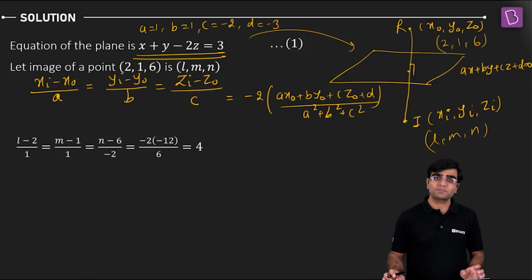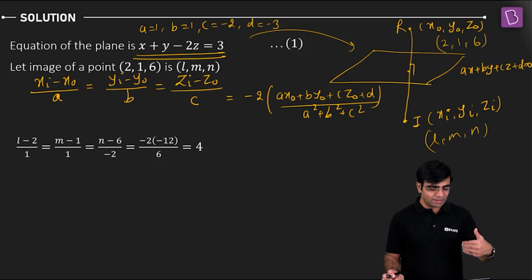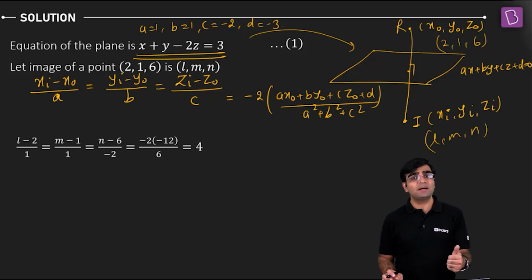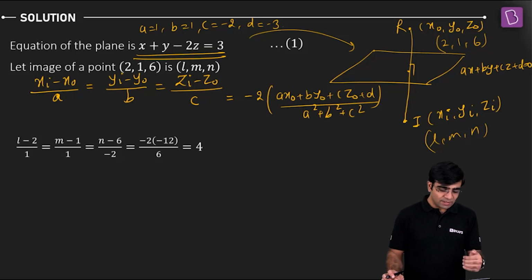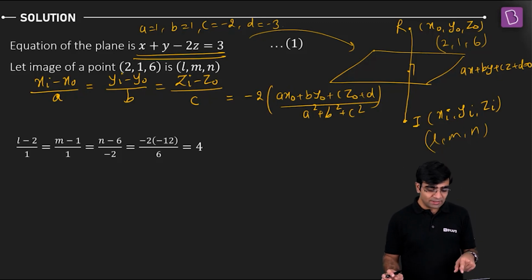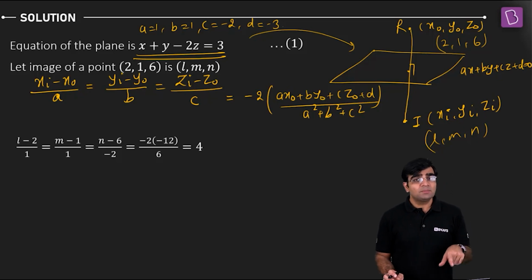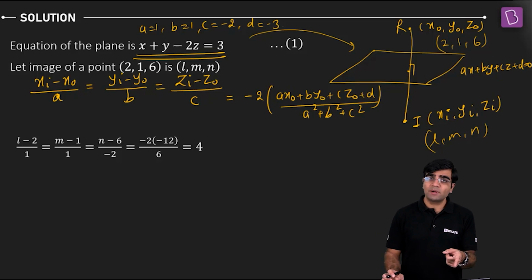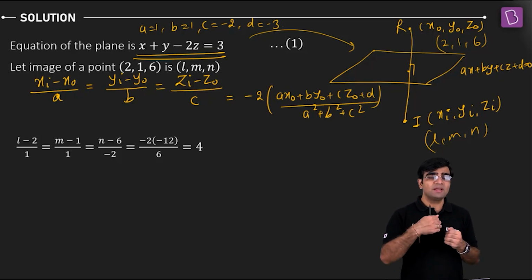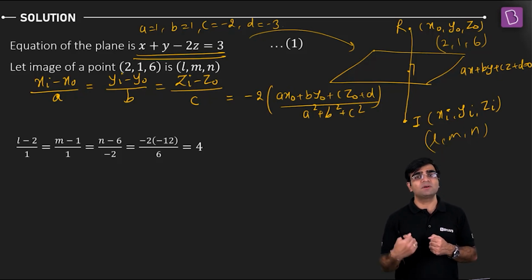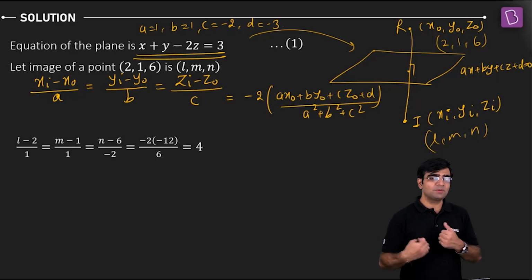You'll reach here, right? So we got L minus x1, that is 2, divided by coefficient of x, which is 1, is equal to m minus y coordinate, which is 1, divided by coefficient of y in the equation of the plane, that is also 1. And again, n minus z coordinate of the point, that is 6. So n minus 6 divided by coefficient of z, which is minus 2, is equal to minus 2 times of ax0 plus by0 plus cz0 plus d upon a square plus b square plus c square.